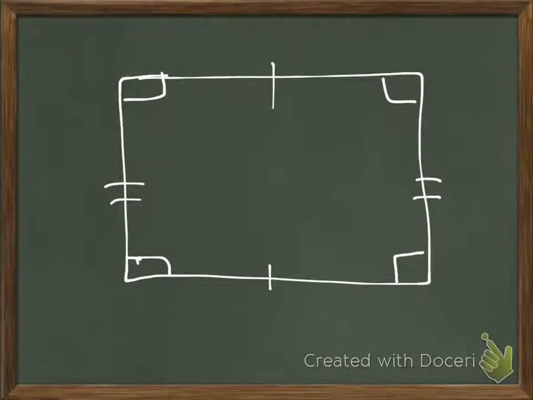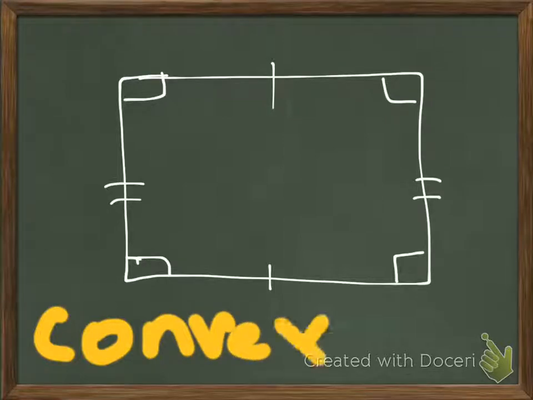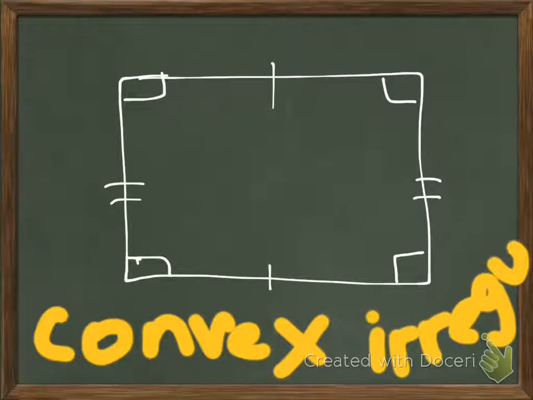So if you look here, you've noticed that this is obviously going to be convex. There's no part where it's caving in. It is going to actually be irregular because, yes, two of the sides are the same and then the other two sides are the same, but not all four sides, even though all four angles are the same. So we can't say that it's regular, it has to be irregular.